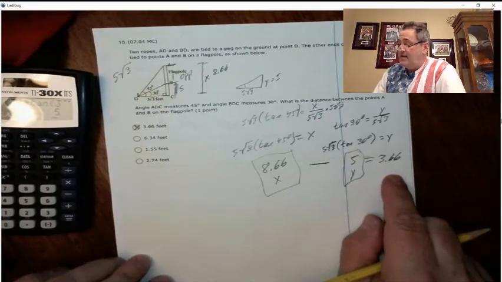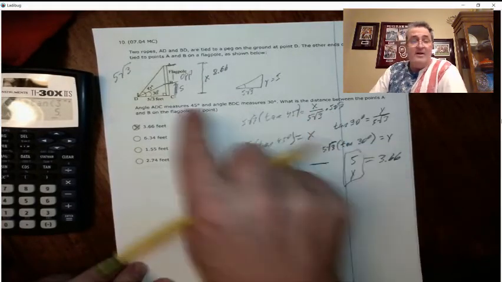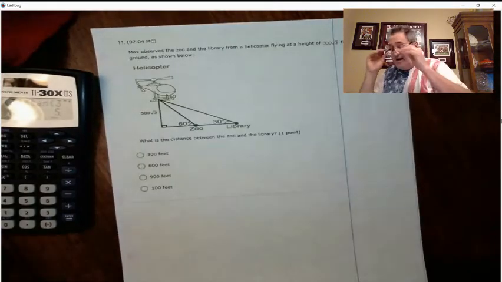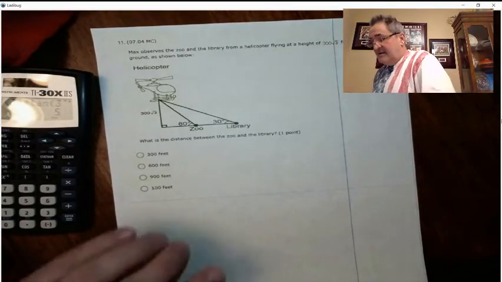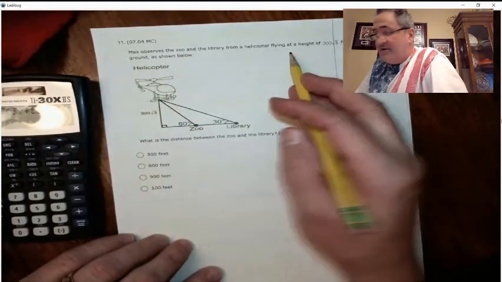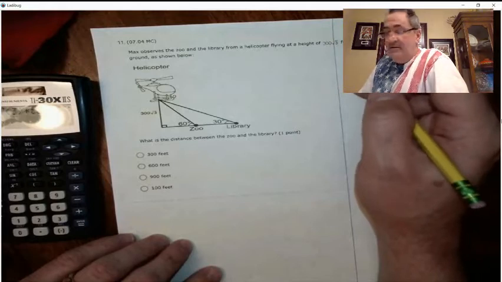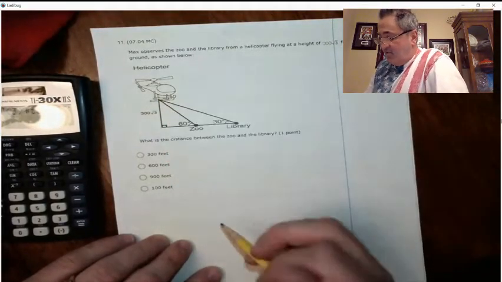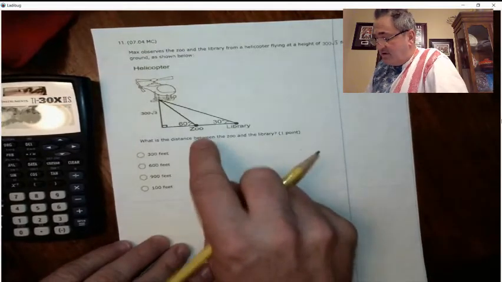You have to read it, look at what it's asking, draw it if you need to, have some scratch paper, and make sure you understand. All right, here's our last problem. Max observes the zoo and library from a helicopter flying at a height of 300 square roots of 3 feet above the ground. That's how high his helicopter is. What's the distance between the zoo and the library?